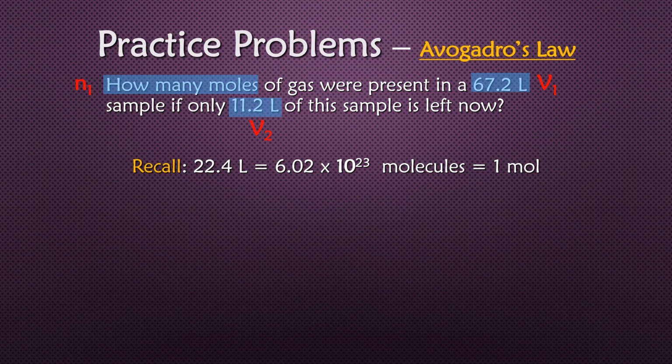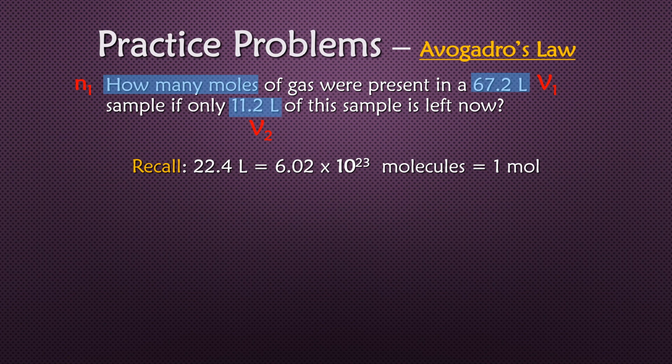So now, because we are trying to find the new number of moles, we look at the new volume that we have. This new volume is 11.2 liters, which is half of 22.4 liters. Remember, Avogadro's law said that volume and number of moles are directly proportional to each other, which means if we increase the volume, the number of moles increases. If we decrease the volume, the number of moles also decreases.